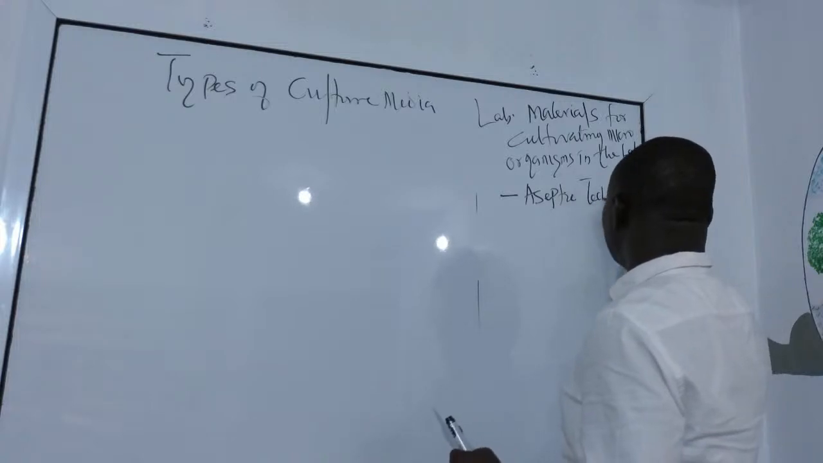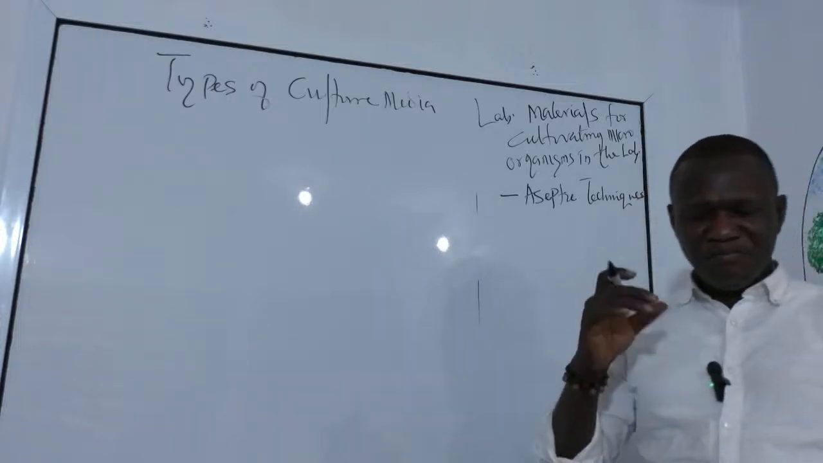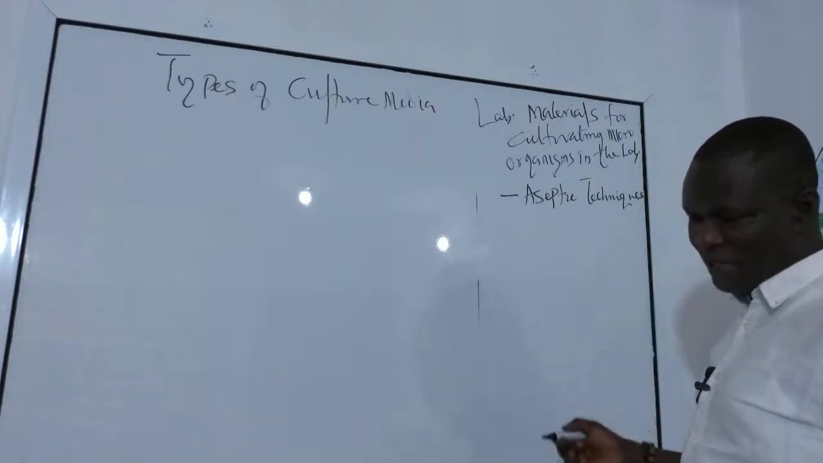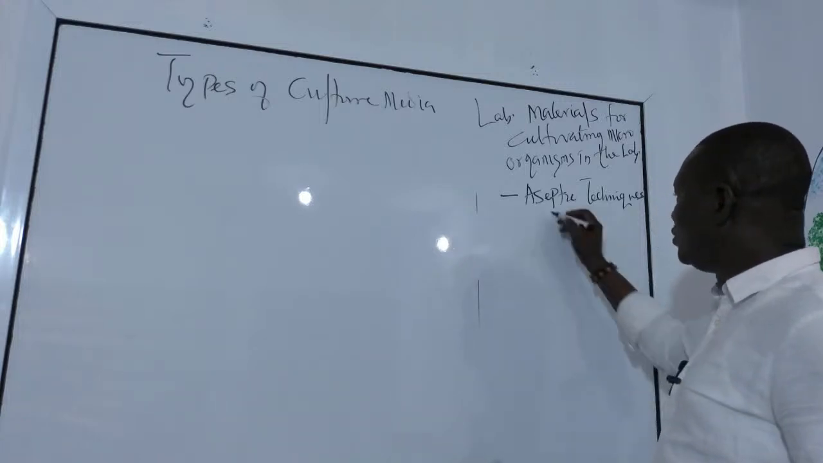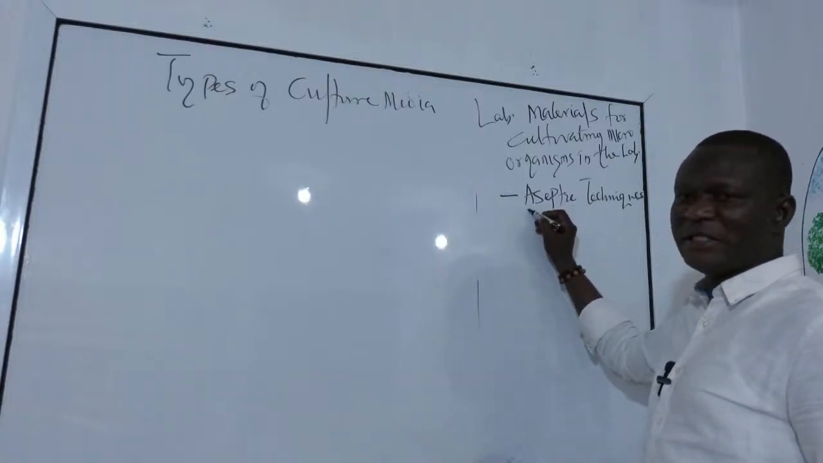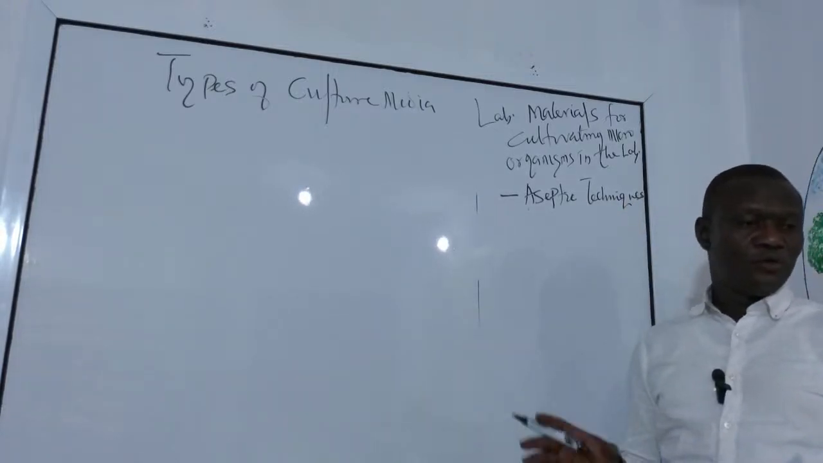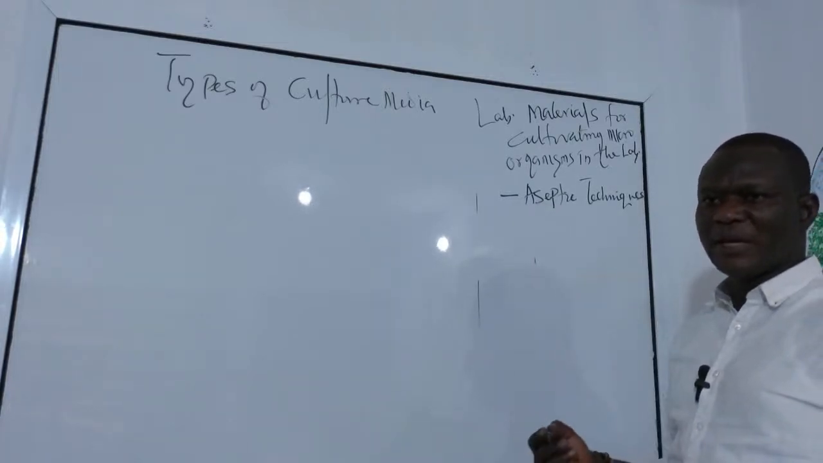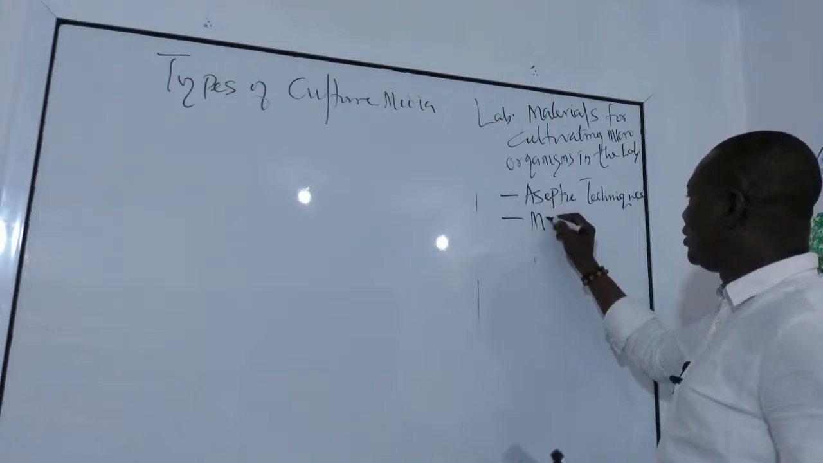Aseptic techniques is the number one basic prerequisite or requirement if you want to be a good microbiologist. You need to maintain all your work and all your samples in aseptic condition. And I defined aseptic condition for you as a procedure or a state whereby your work is not being contaminated by external factors.